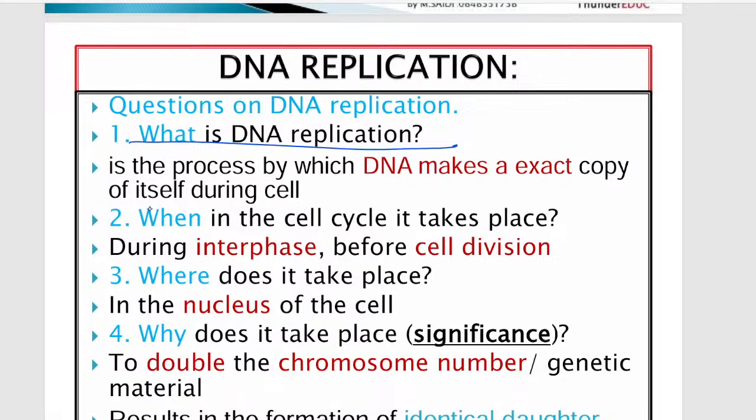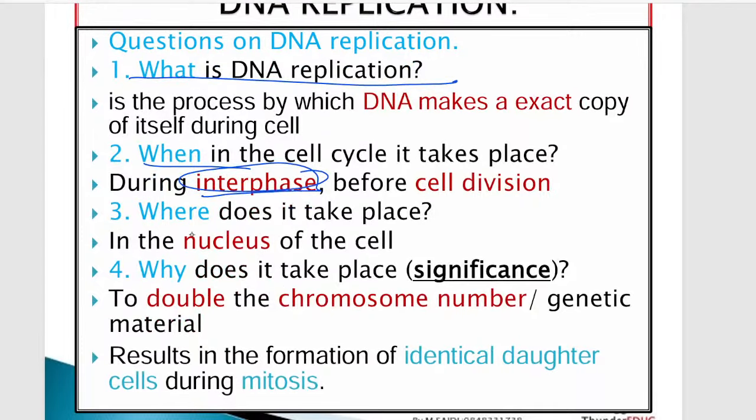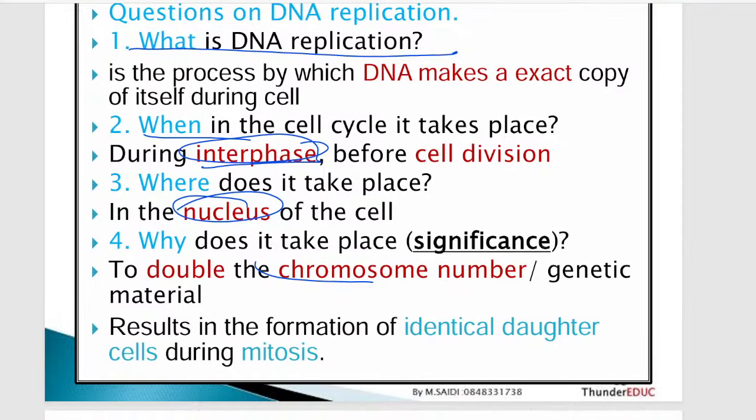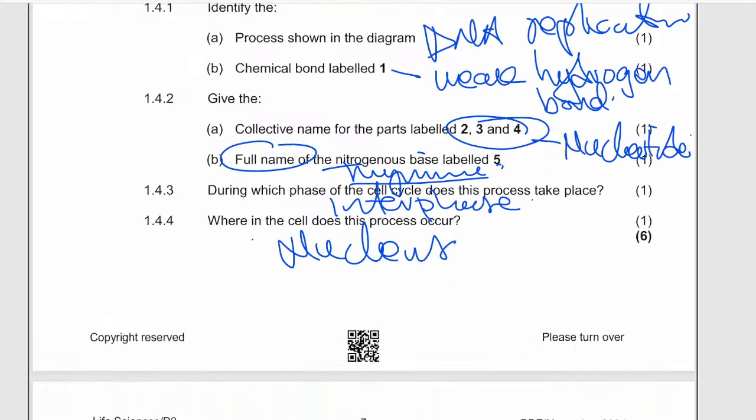Check what is DNA replication. So you identified it. When does it occur? Takes place. You see the answer is there. Where does it take place? We said it occurs in the nucleus. Why does it occur? I think I also saw that question. They're asking you, why does DNA replication occur? What is the problem?